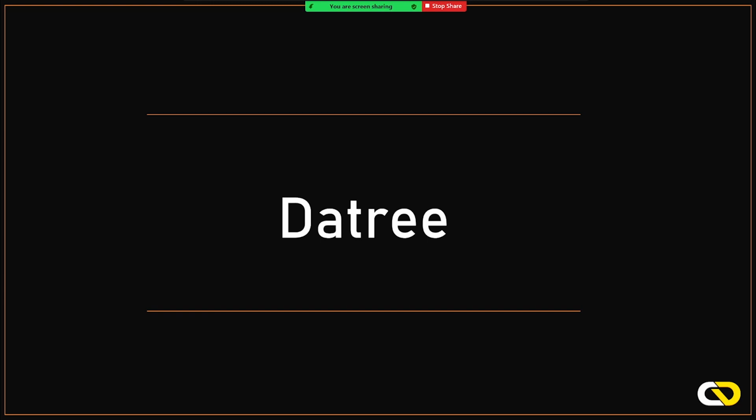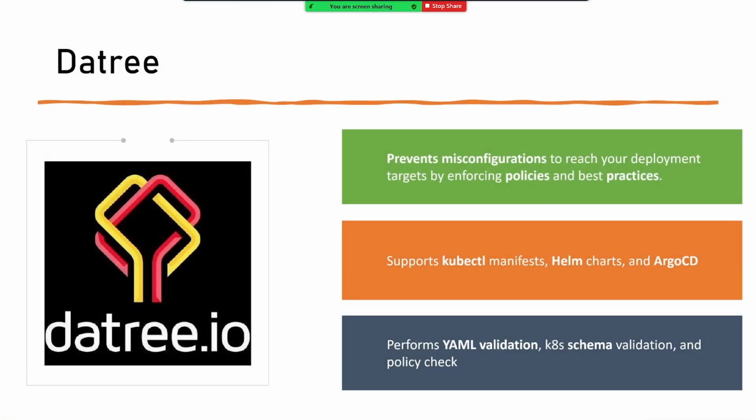Let me quickly talk about Datree as well, and then we go into the demo. As I was saying before, Datree is a tool that allows you to scan your Kubernetes manifests and Kubernetes deployment files, for example. At its base, we want to use it to prevent misconfigurations from reaching production or whatever deployment you're going to do. Datree does exactly that. It scans your file and is able to enforce policies and Kubernetes best practices based on a huge list, also configurable. And right now it works for kubectl manifests, Helm charts, and Argo CD.